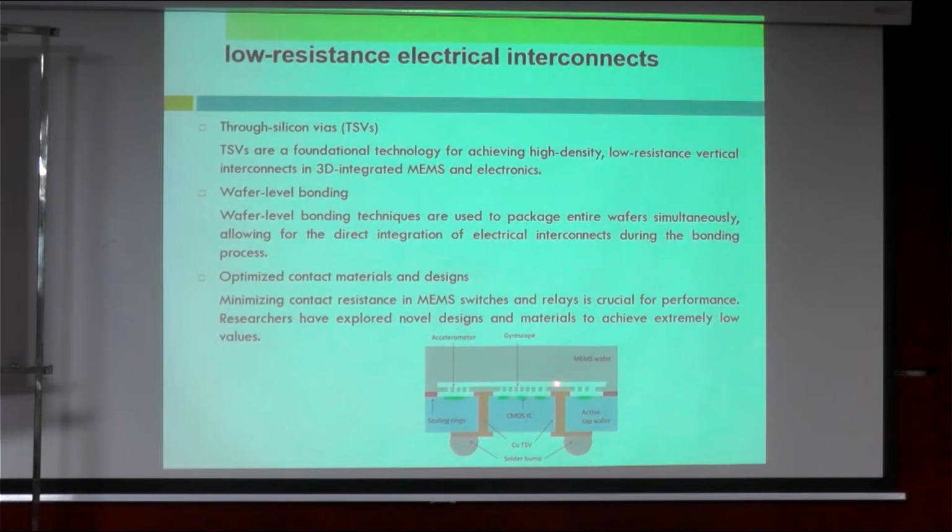What happens here is, if this is not connected through this kind of through silicon via, you might use wire bonding, for example. You might use some other means to connect electrically, but with through silicon via, you can just stack this together, and the footprint is small and the interconnects are short, so that you can improve the performance. And wafer level bonding. The wafer level bonding techniques are used to package entire wafers simultaneously, allowing for the direct integration of electrical interconnects during the bonding process. I think I have explained this before.